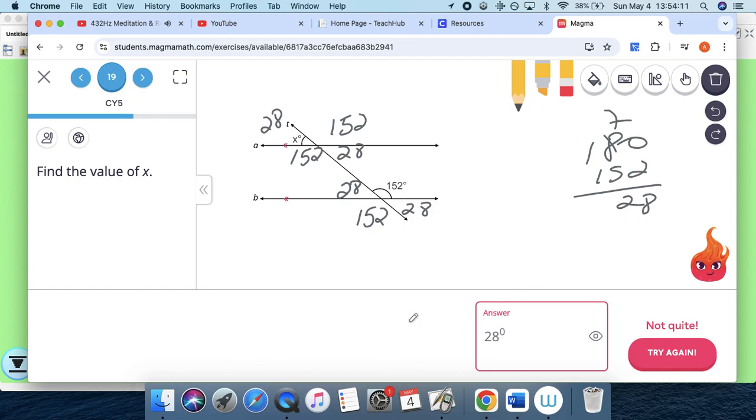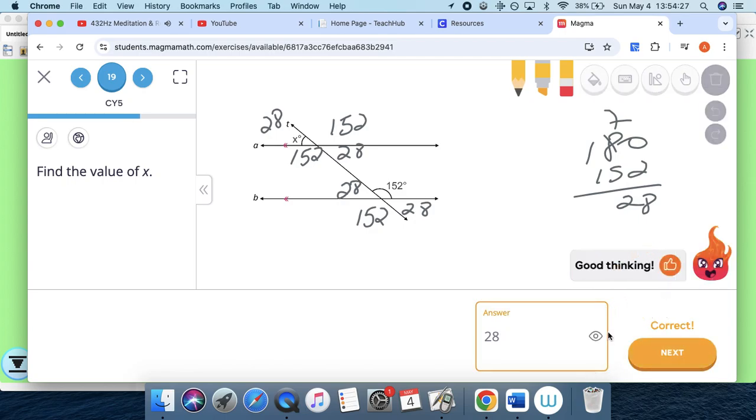$28 degrees. What the heck? Can you write this again? Do a circle. And just write 28. Wow. So sometimes they want... Oh, actually, yeah. I don't know why they didn't accept it when I wrote the little degree. Let's see.